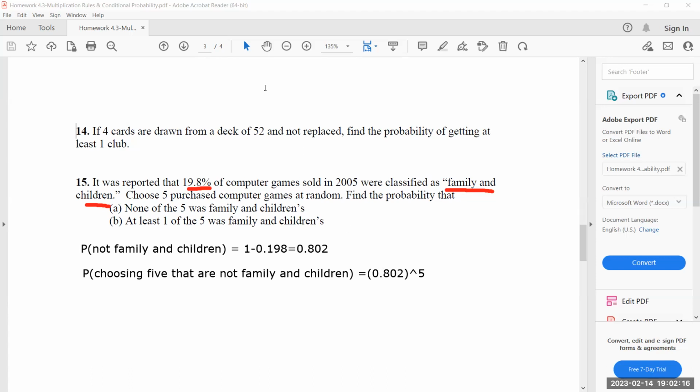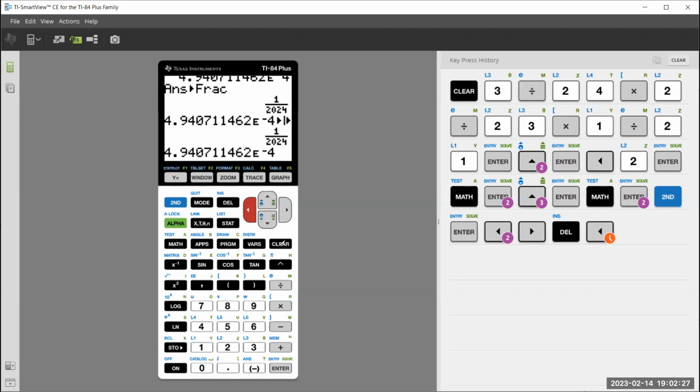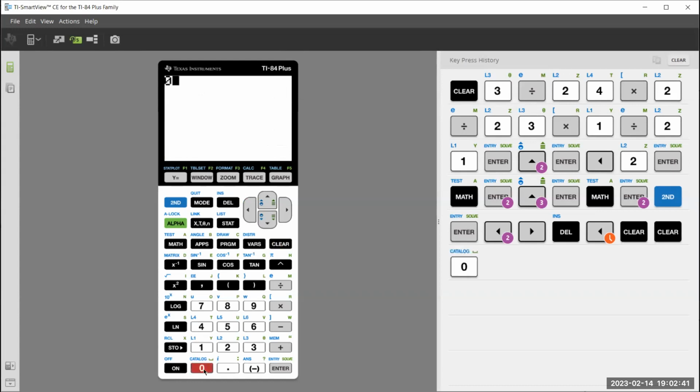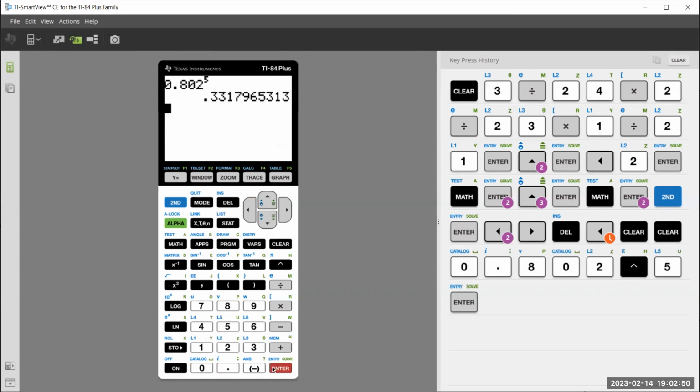Okay. So we're going to go back to the calculator, because the calculator is our friend. Correct. And it really is, once you understand how the calculator works and what it can do. But until you learn what it can do, it becomes a little bit of your nemesis for a while. This is 0.802 raised to the 5th power. And there we go. It's 0.3318. Oh wow, that was super simple.